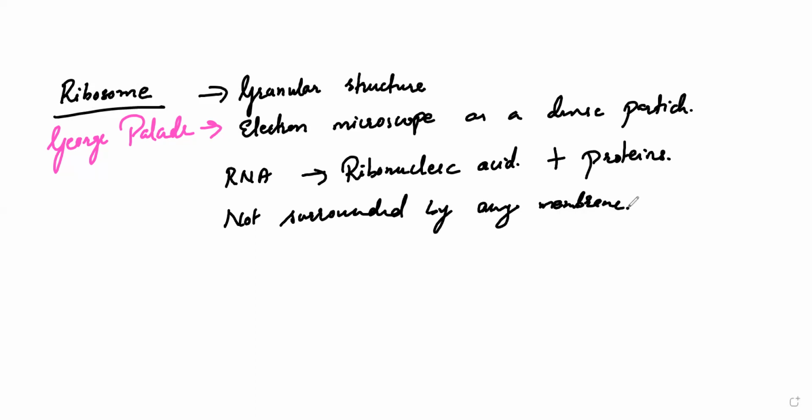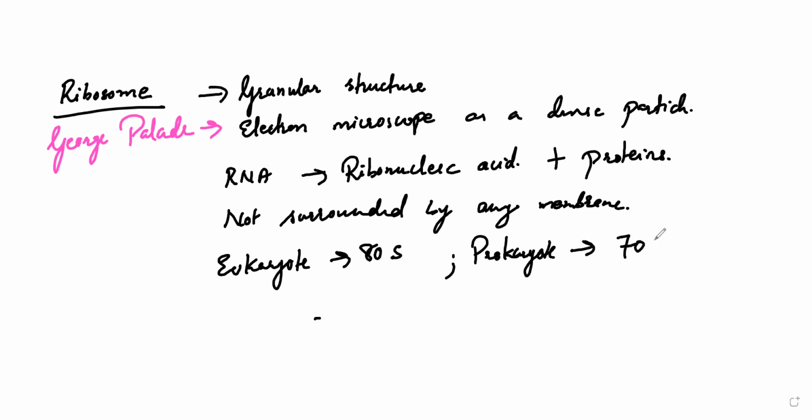So two types of ribosomes are there if we consider the eukaryote as well as the prokaryote. If it's a eukaryote, then it's 80S, and if it's a prokaryote, then it's 70S. Okay, so now what is this S? S is nothing but the sedimentation coefficient. Okay, so both of these, 70S and 80S, have what? Subunits.